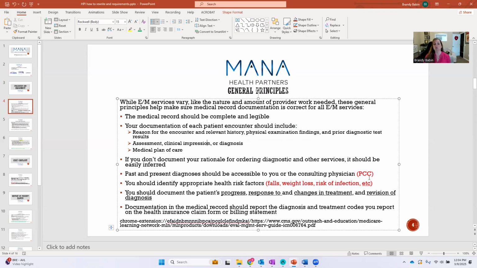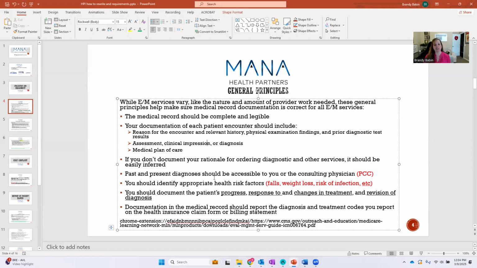If you don't document your rationale for ordering diagnostic testing, it should be easily inferred. If you have a patient that's on thyroid medication, it's easily inferred that you'd want to do a TSH. Same thing with a congestive heart failure patient with 2+ edema and shortness of breath when laying down, then it is inferred that a proBNP would be applicable.